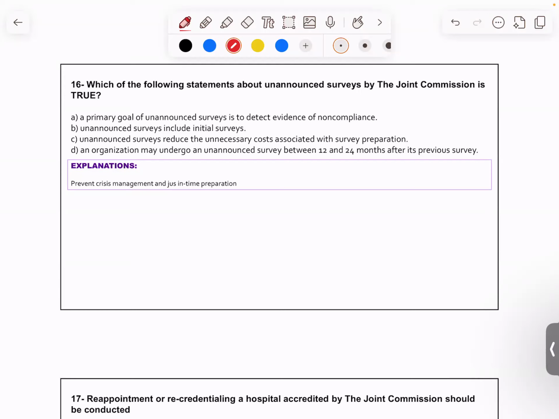C. Excellent. What's the goal of unannounced visits by regulatory bodies? Some might say it's to detect non-compliance, but this is incorrect, okay? Because the real goal is to ensure ongoing compliance with standards and procedures. And this also prevents crisis management and just-in-time preparation.